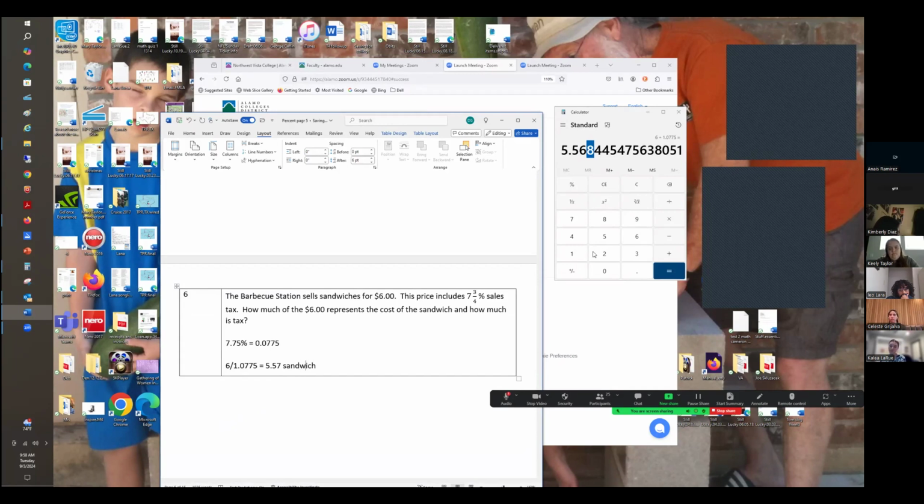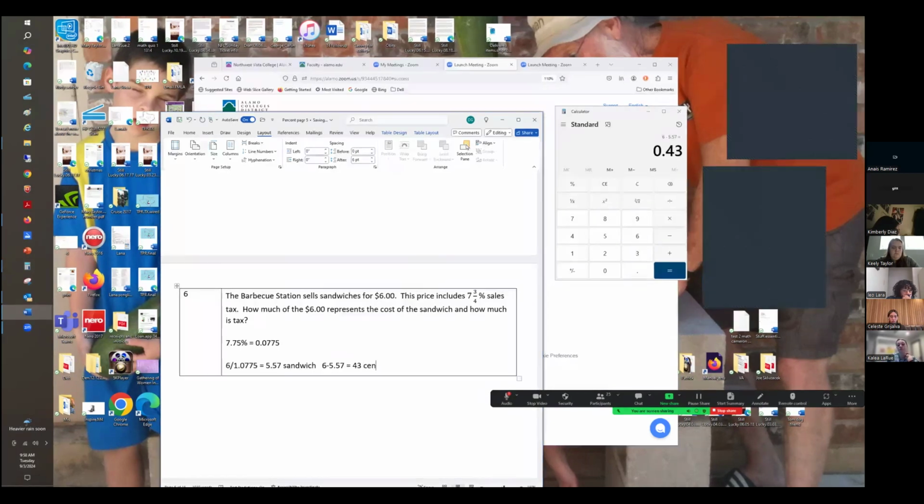And then we have to take $6 and subtract 5.57. $6 minus 5.57 is 43 cents. Okay, now you can either put 43 cents or you can put $0.43, because that means 43 cents.